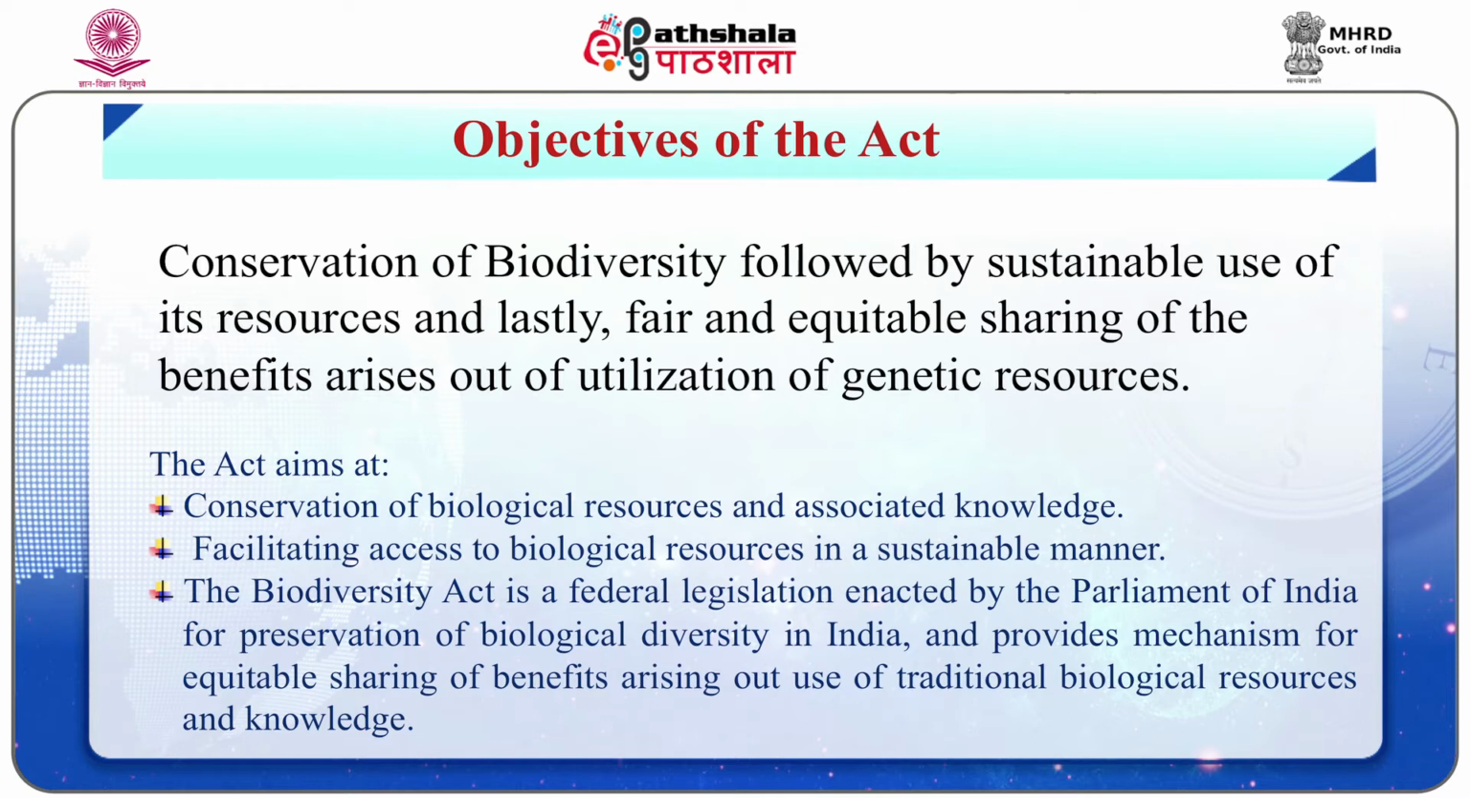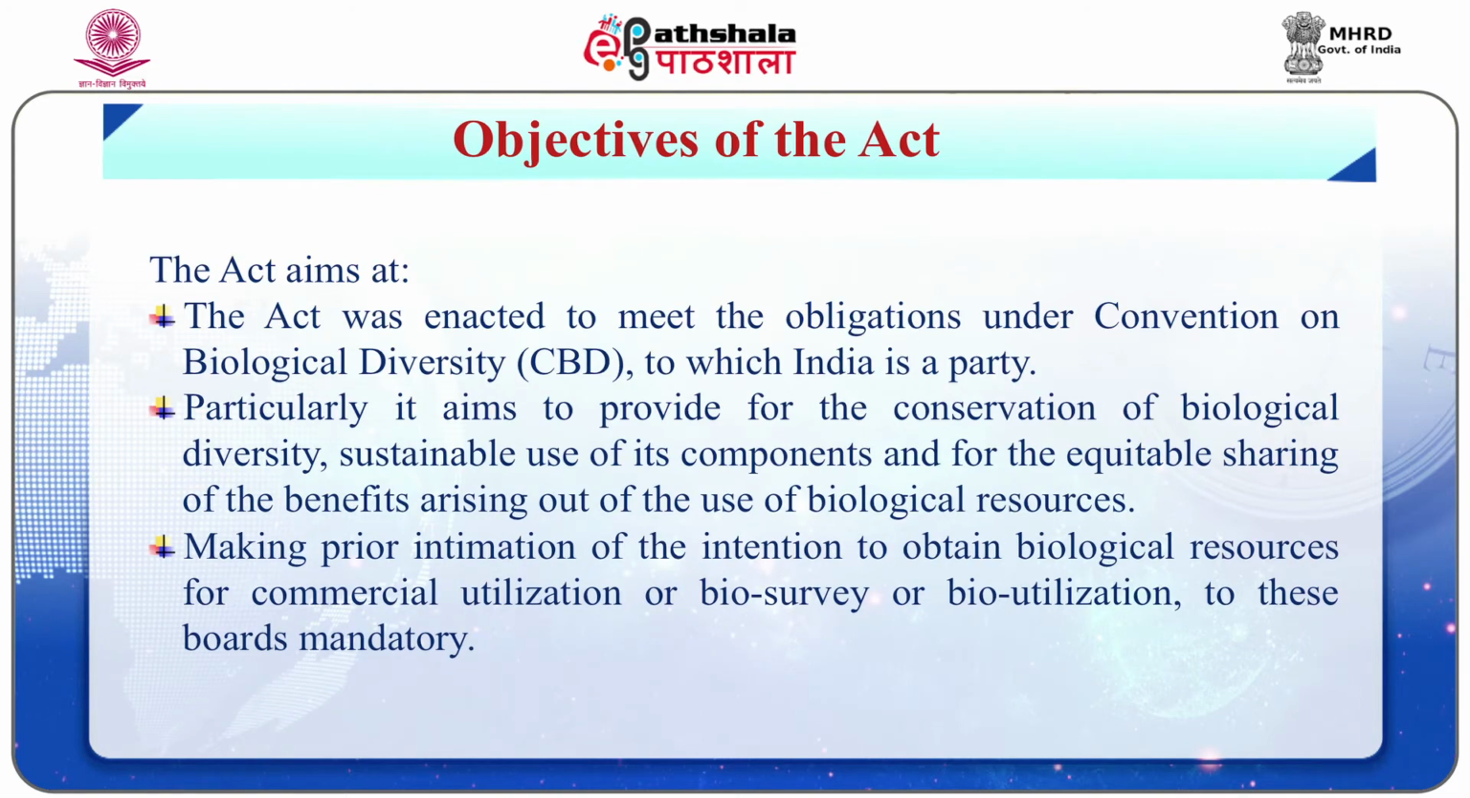The Act aims at number 1, conservation of biological resources and associated knowledge. Number 2, facilitating access to biological resources in a sustainable manner. Number 3, the Biodiversity Act is a federal legislation enacted by the Parliament of India for preservation of biological diversity in India and provides mechanism for equitable sharing of benefits arising out of use of traditional biological resources and knowledge. Number 4, the Act was enacted to meet the obligations under Convention on Biological Diversity, that is CBD, to which India is a party. Number 5, particularly it aims to provide for the conservation of biological diversity, sustainable use of its components, and for the equitable sharing of the benefits arising out of the use of biological resources.